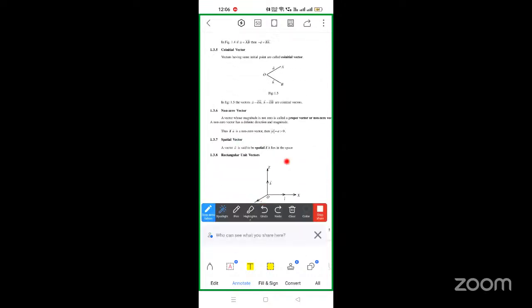Non-zero vectors. A vector whose magnitude is not equal to 0 is called a proper vector or non-zero vector. If a vector has magnitude 0, then it is called a zero vector. If the vector has magnitude not equal to 0, then the vector is called a non-zero vector or proper vector.